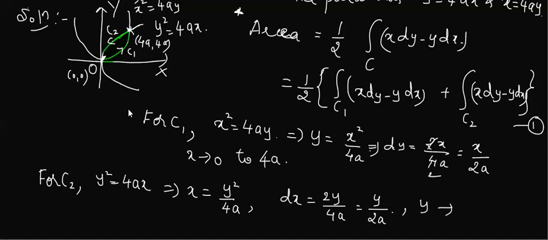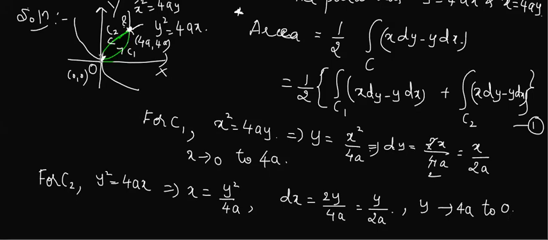See, C2 means I have to take from here till here. The direction is important. What is the value of y here? It is 0, where C2 starts. C2 is from here till here. What is the value of y at this point? It is 4a to 0. It is not increasing, it is decreasing.